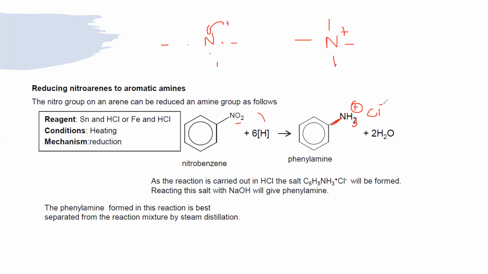If we add sodium hydroxide to this salt, the sodium hydroxide will remove one hydrogen and chlorine from it. This will result in the formation of phenylamine. The phenylamine formed in this reaction is best separated from the reaction mixture by steam distillation. I will discuss steam distillation next class. This is how we separate phenylamine, by steam distillation. This whole process you have to learn, like how to separate an organic substance.